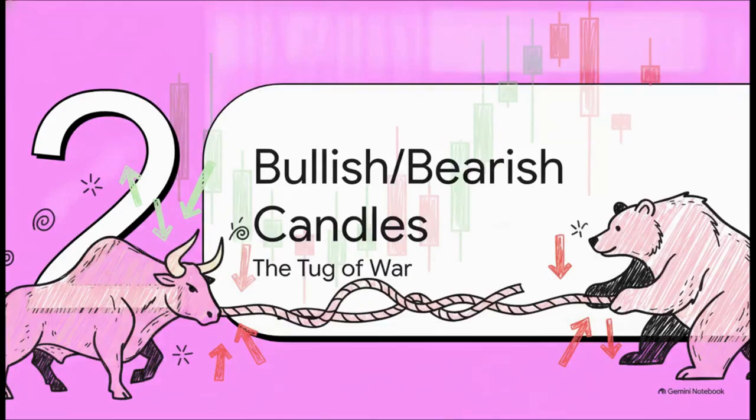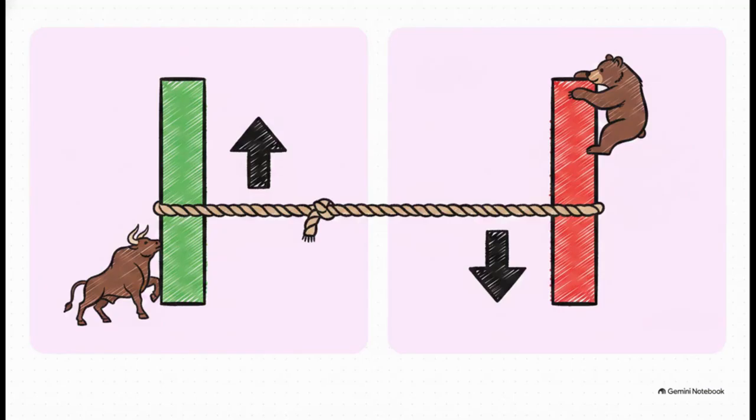Moving right along to Section 2, Bullish versus Bearish Battles, the ultimate tug of war. Market sentiment is essentially an ongoing battle. I know, bullish and bearish might sound like we're watching a nature documentary, but these are pretty much the only 2 moods a crypto trader actually has. Bulls thrust their horns upward, meaning they buy. Bears swipe their paws downward, they sell.